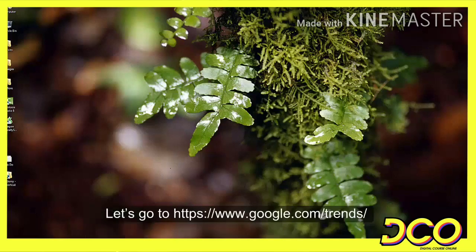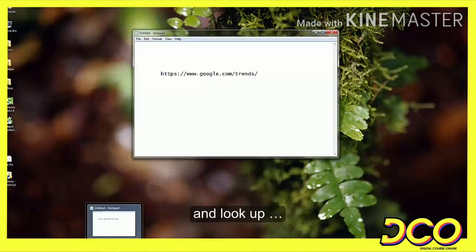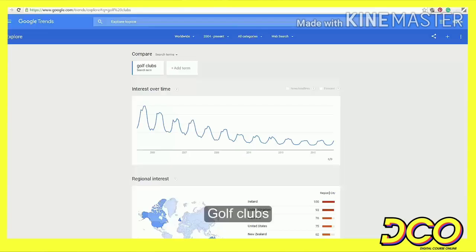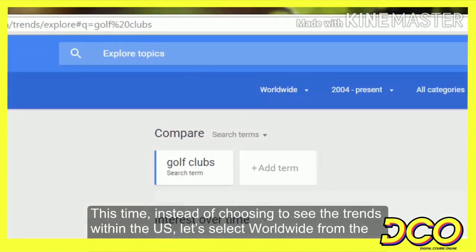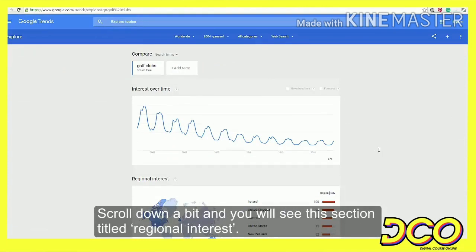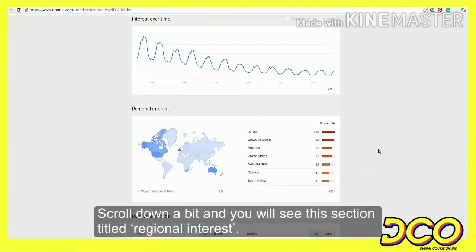Let's go to google.com/trends and look up golf clubs. This time, instead of choosing to see the trends within the US, let's select worldwide from the drop-down menu. Scroll down a bit and you will see this section titled Regional Interest.